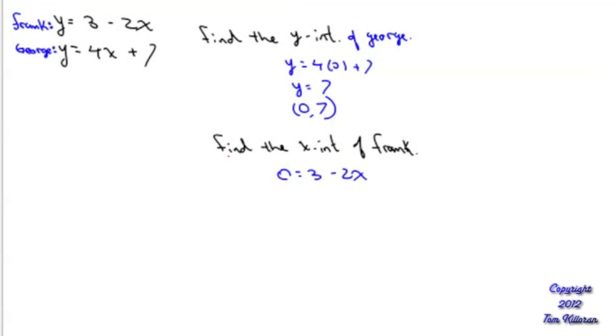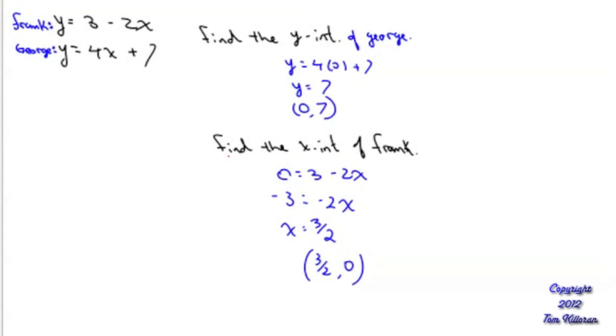Then you subtract 3 from both sides and we get this. And then you divide by -2 on both sides, and you get negative 3 halves. So what is the x-intercept? 3 halves, 0.